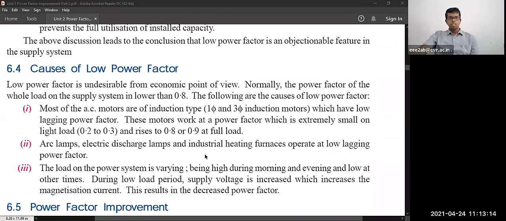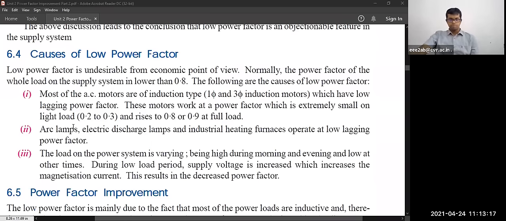So what are the causes of the low power factor? A lower power factor is undesirable from the economic point of view, so economically you have to spend more. Normally, the power factor of the whole load on the supply system is lower than 0.8, due to the following reasons.